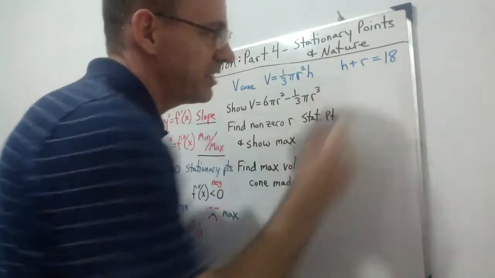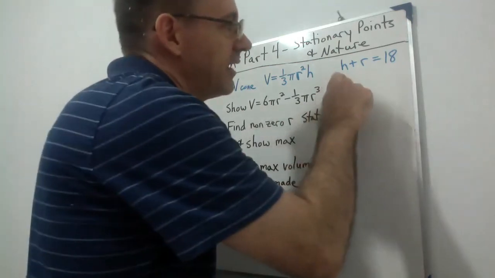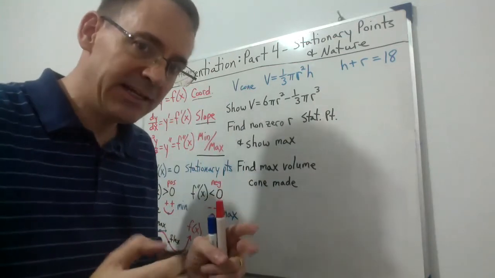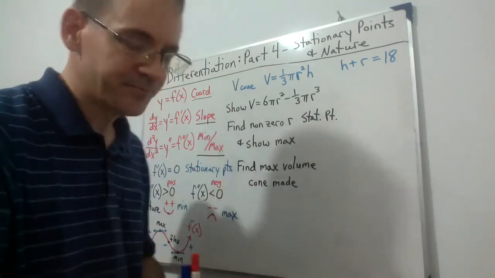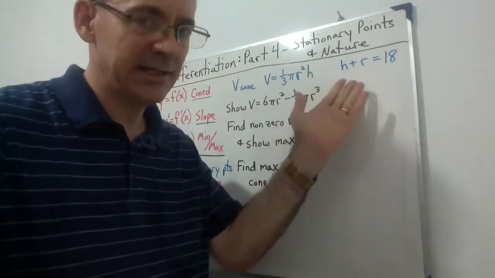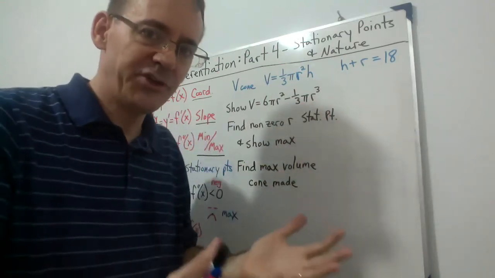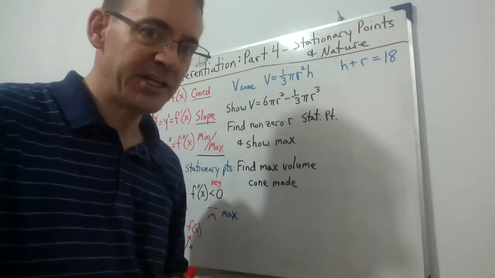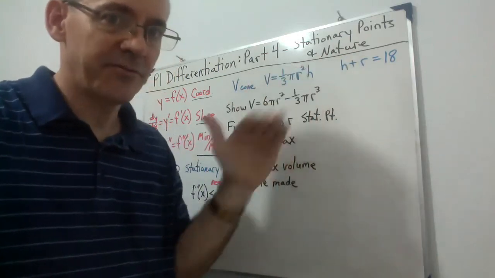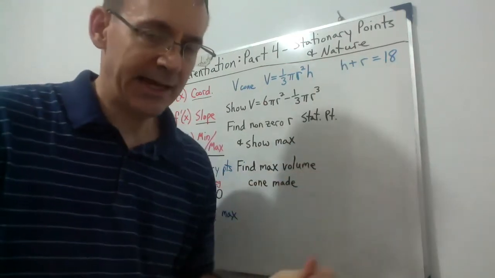And this particular machine has a relationship between the height of the cone and the radius of the circular bottom. And this relationship is that the height plus the radius has to equal 18. So this is like a restriction, maybe because of material or maybe because of the machine itself. But this is a restriction that limits the range of both height and the radius. And the combination of the two have to add up to 18.